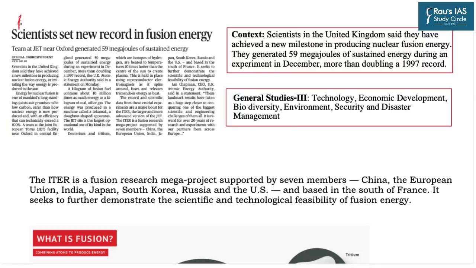This topic has appeared in today's The Hindu at page number 1, and this topic is from the science and tech section. This topic is in relation to nuclear fusion energy. The context of this topic is that recently the scientists in the United Kingdom said that they have achieved a new milestone in producing nuclear fusion based energy, which generated around 59 megajoules of sustained energy during an experiment. And this 59 megajoules is more than double what was previously achieved in 1997.